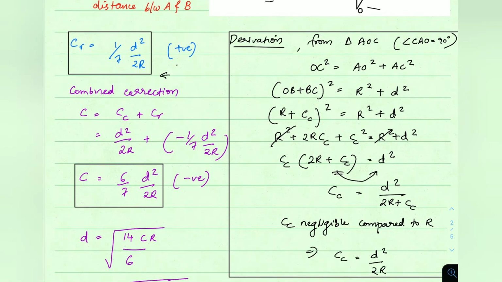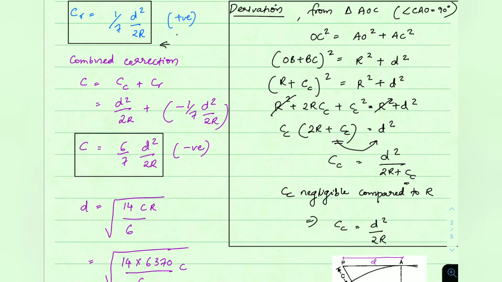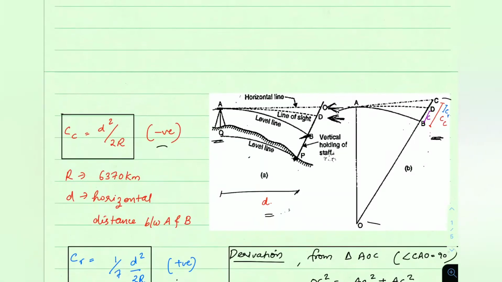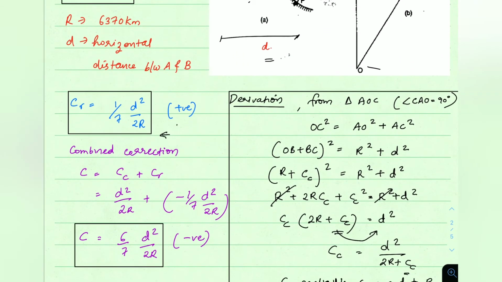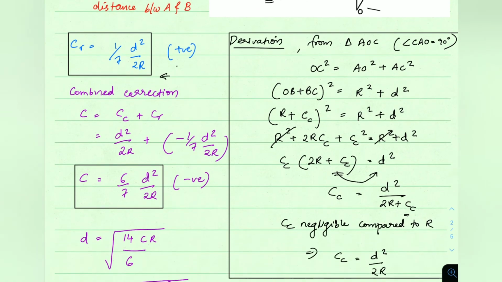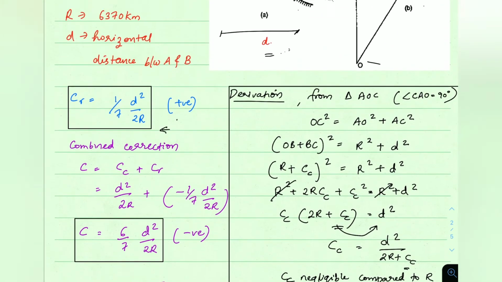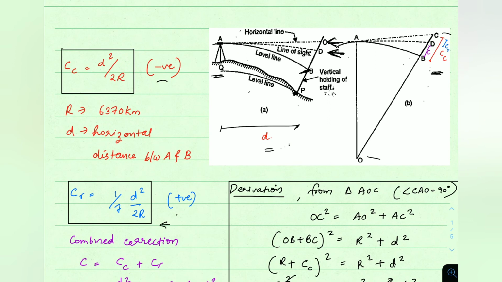So CC is a correction which is very small compared to the radius of Earth, which is 6370 kilometers. So we can neglect the CC here and you get the answer as CC is equal to D square by 2R. It is as simple as that. So you will have that answer CC. 1 by 7th of that is CR, and if you add that both, you get the total correction. And here D is the horizontal distance between A and B point.